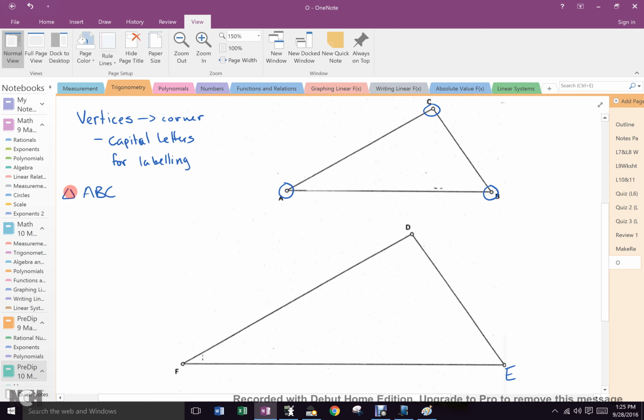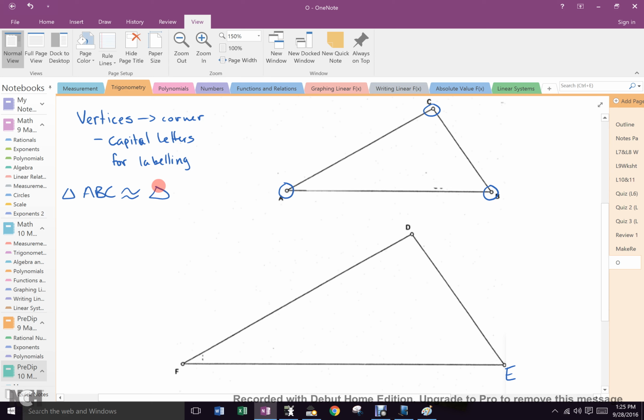Could I name the triangle BCA? Could I name the triangle CBA? Could I name the triangle ACB? Yes. I can name it anything I want as long as I go vertex to vertex to vertex. Everybody cool? All right. Now, if I wish to compare this triangle to a similar triangle, we're going to talk about similar triangles in a minute, I use the similar sign.